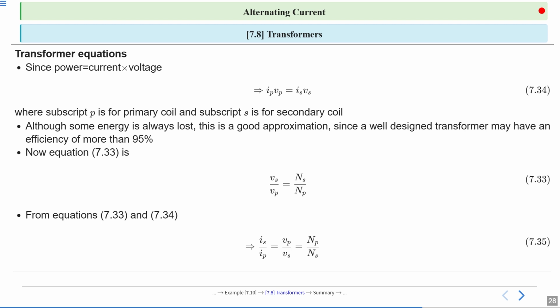That means voltage across any coil is directly proportional to its number of turns, but current through any coil is inversely proportional to the number of turns of that coil. So this is the relation between current, voltage and number of turns. This is an important equation.